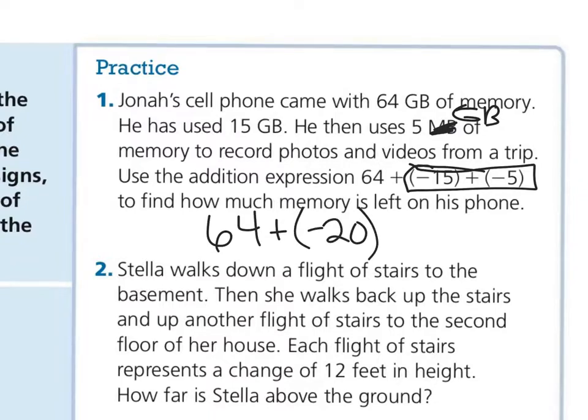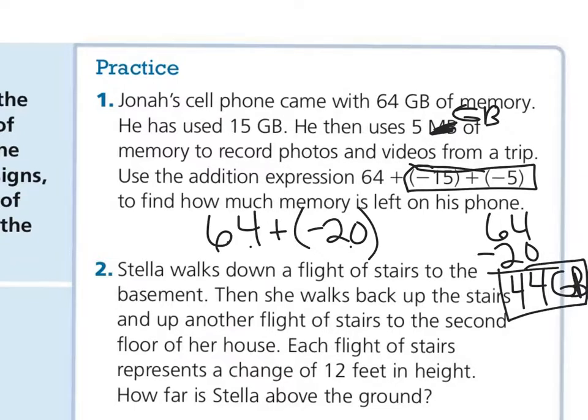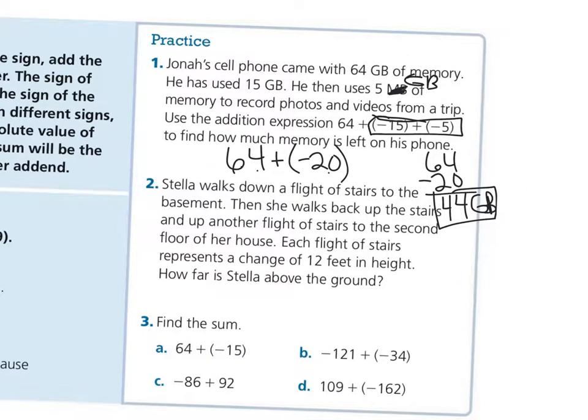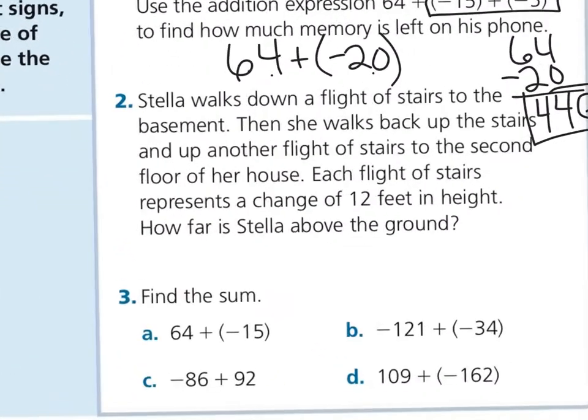64 plus negative 20. We can look at these, and say that they're different signs, which means we need to subtract, okay? They're working against each other here. And which do we have more of? More positives, okay? Which is a good thing because negative memory is not going to work. All right, so he's still got 44 gigabytes of memory left.